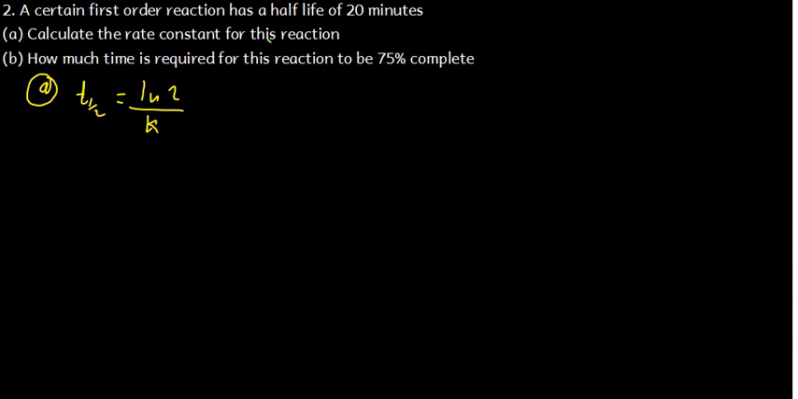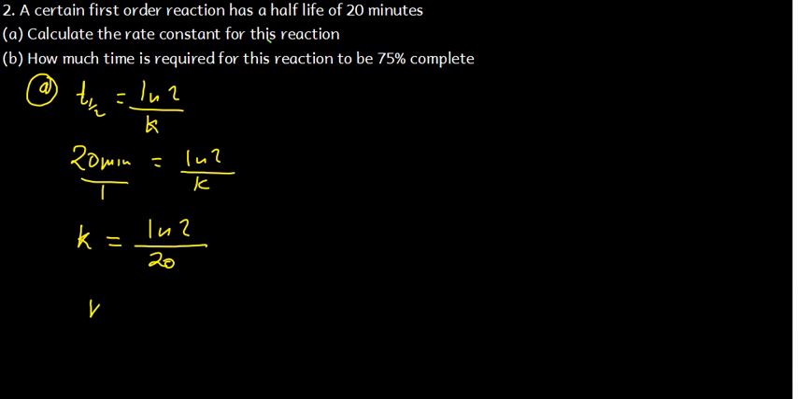Well, the half-life is 20 minutes, so we'll put 20 minutes there, and that should be equal to natural log of 2 divided by k. So if we cross multiply, we are going to see that k is equal to natural log of 2 divided by 20 minutes. The minutes is down here. Natural log of 2 divided by 20 minutes is going to be 0.0347 minute to the power -1. That is because the minute has gone on top.